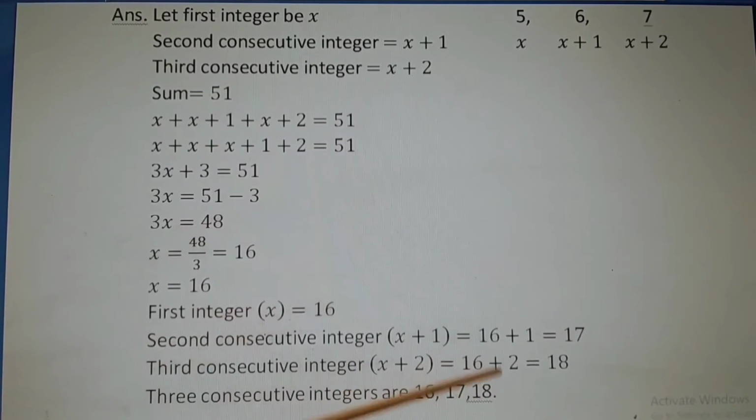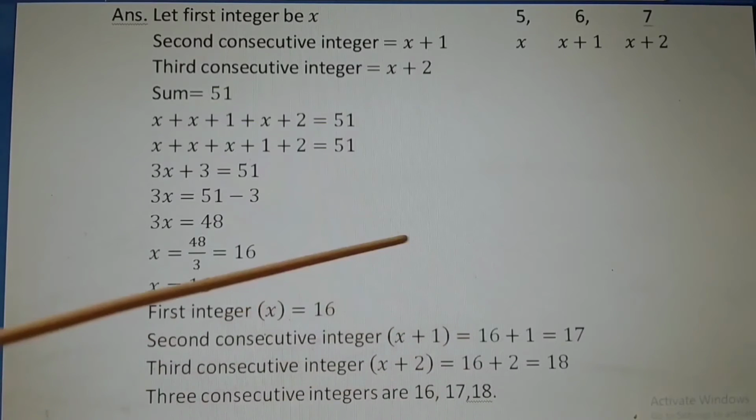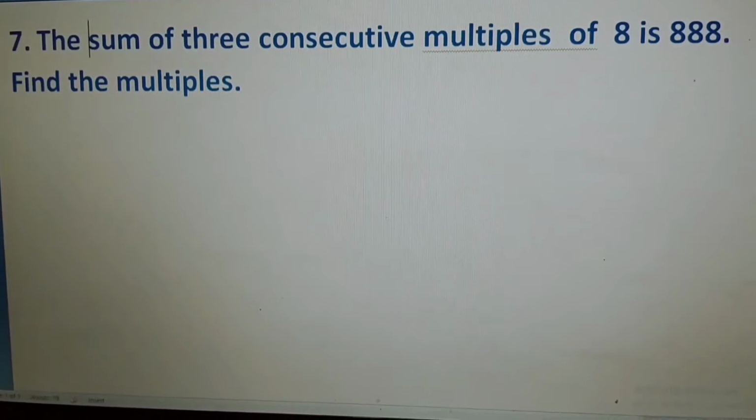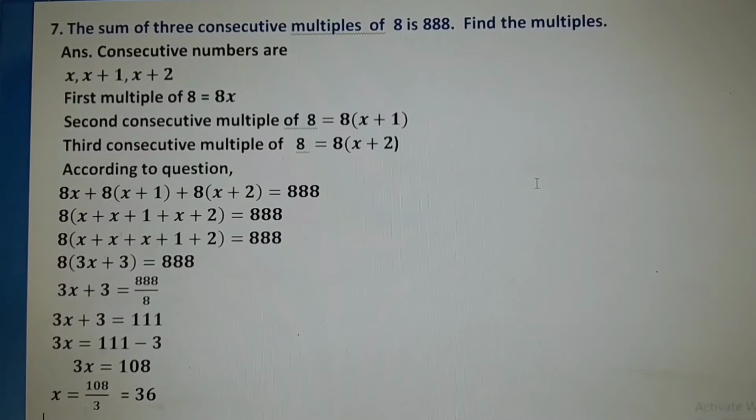If we add these 3 numbers, we get the sum 51. The seventh question is: the sum of 3 consecutive multiples of 8 is 888. Find the multiples. In the previous question, we learned consecutive numbers. What are consecutive numbers? Consecutive numbers are continuous numbers. We took x, x plus 1 and x plus 2. In this question also we have to take consecutive numbers, that is x, x plus 1 and x plus 2.